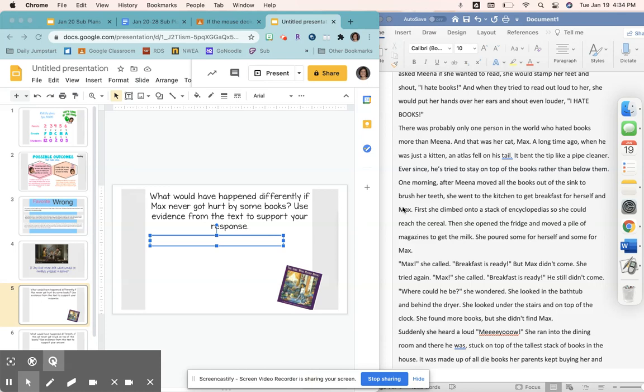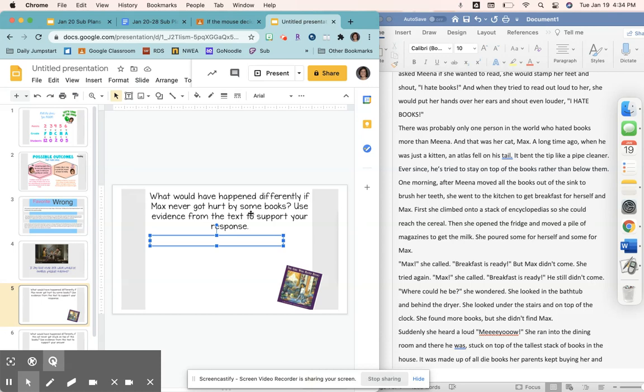Now, I'm going to pause there because it already told me about the time that Max got hurt by some books. So, the very first thing that I'm going to type is a restate, and I'm going to use words from the question to turn it into a statement instead of a question. Re means again, state means tell, so I'm going to tell again exactly what would have happened differently. So, how to use those words from the question.